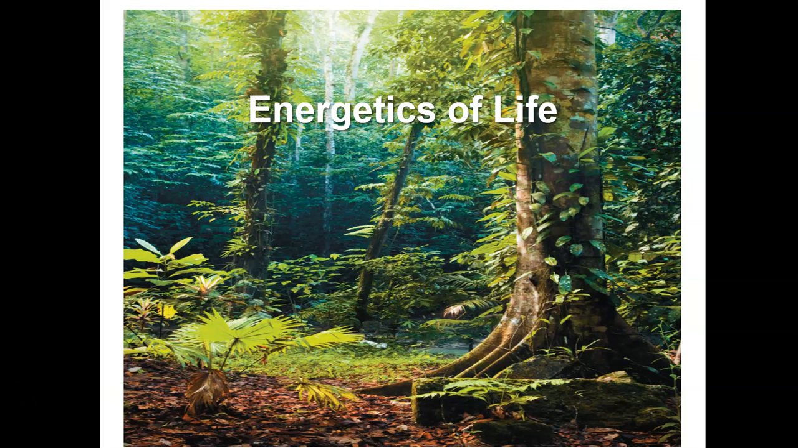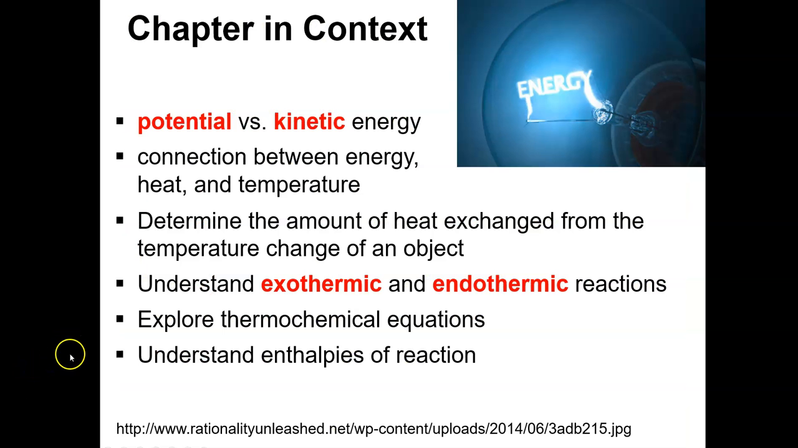In Chapter 7, we're going to talk about energy and how energy is involved in the creation and breaking down of different types of compounds. We're going to start with a few vocab words, looking at some of the information about energy. We're going to talk a little bit about potential versus kinetic energy and what those are. We're going to discuss energy, heat, temperature, what the relationships are with each other, and how heat and energy can be exchanged from different things.